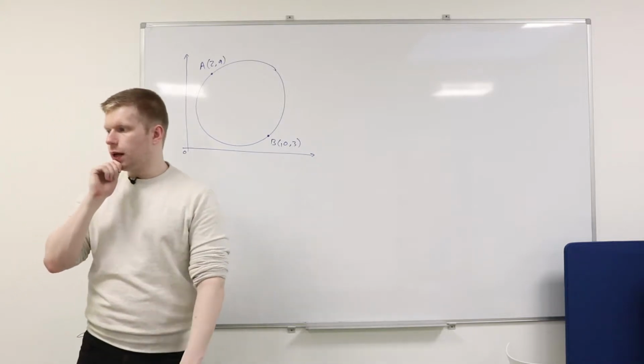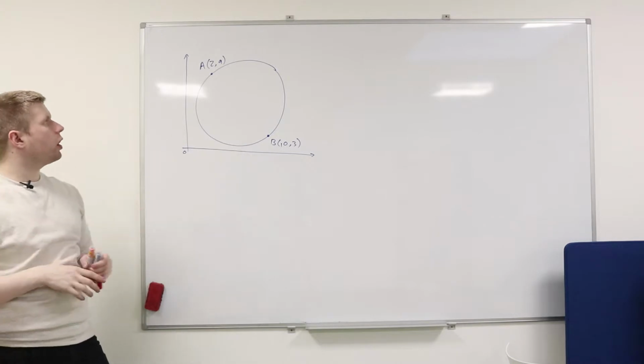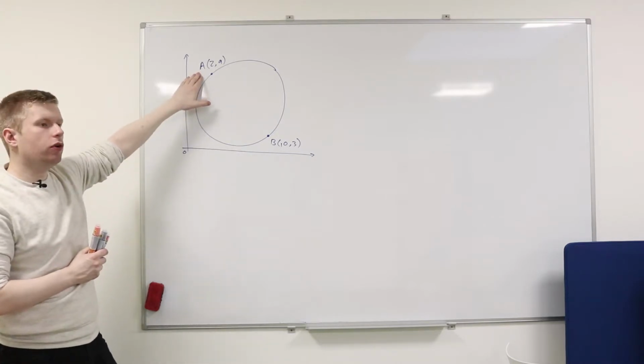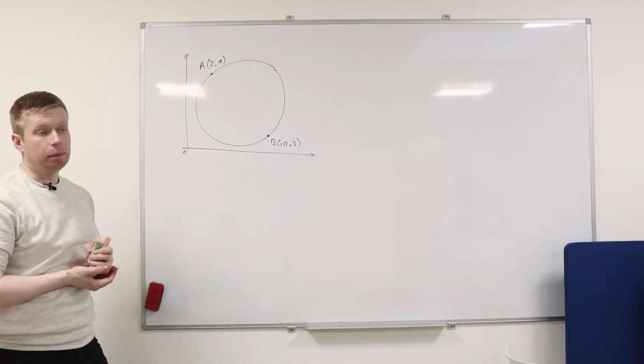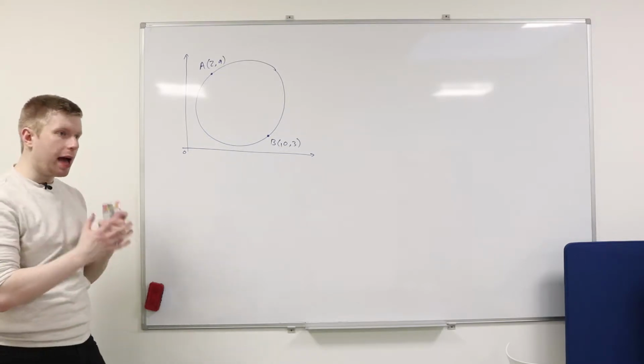So question 28, we've been given a circle and we have points on the circle. A is at (2, 9) and B is at (10, 3). Now we have been told that AB is a diameter of the circle.